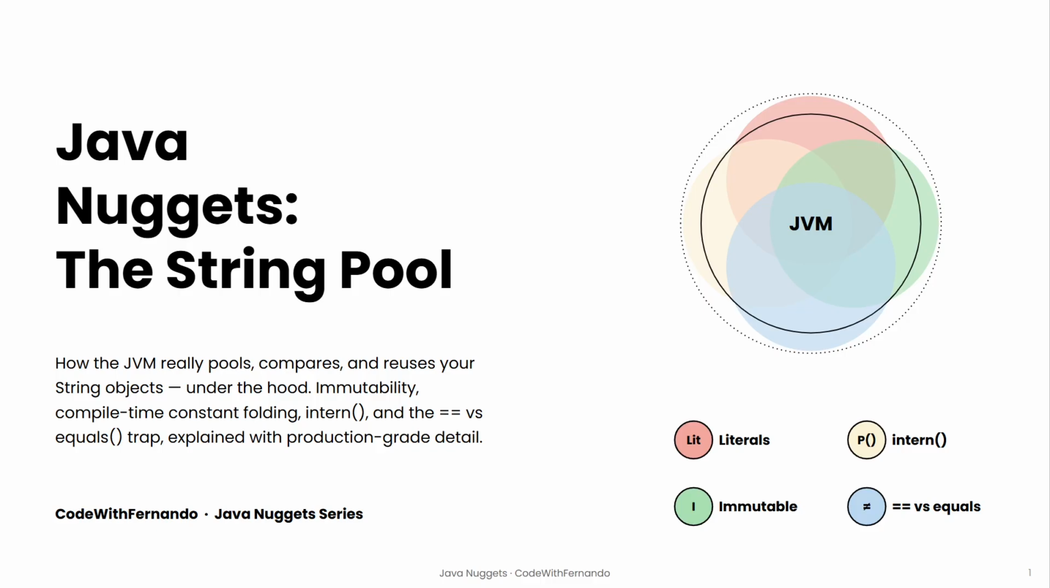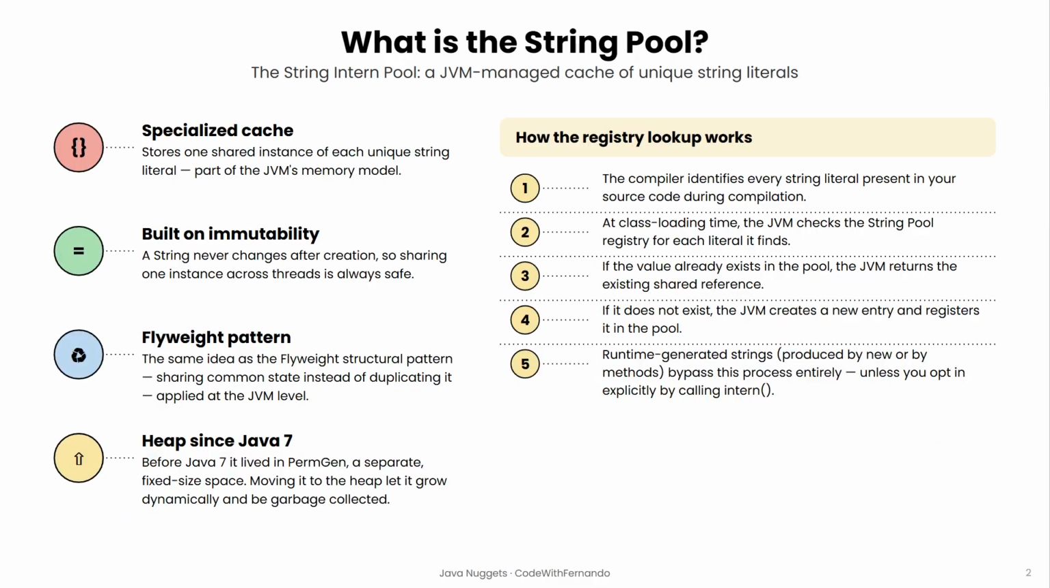Okay, so today we are going to talk about the string pool. First of all, we need to understand what is the string pool. So the string pool is a JVM, Java Virtual Machine, managed cache of unique string literals. This is very important to understand. So, what is it? This is a specialized cache. It stores one shared instance for each unique string literal.